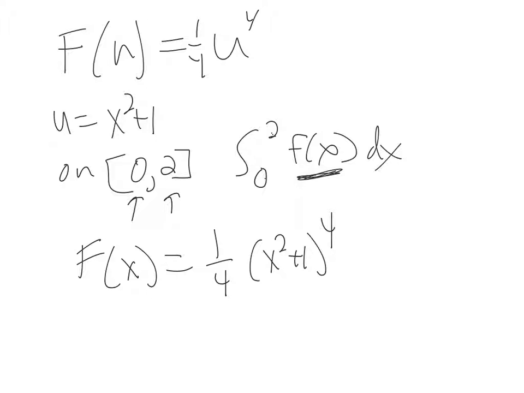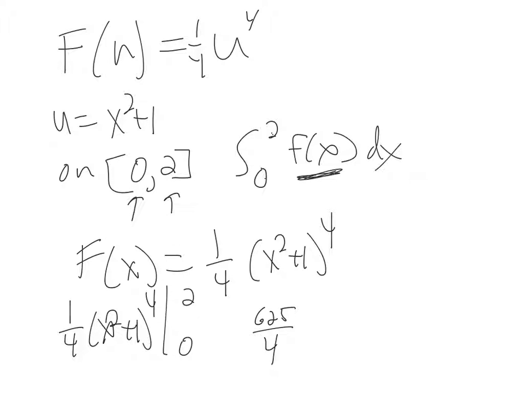And then now that I'm back in terms of x, I can evaluate that from 0 to 2. So I'm going to drop in 2. 2 squared is 4, plus 1 is 5. 5 to the 4th power is 625 over 4. And then we're going to subtract, so that's f of b minus f of a.